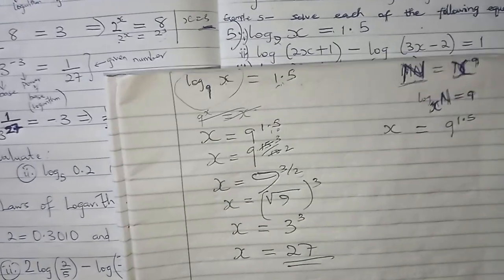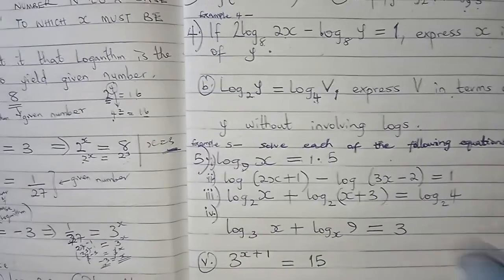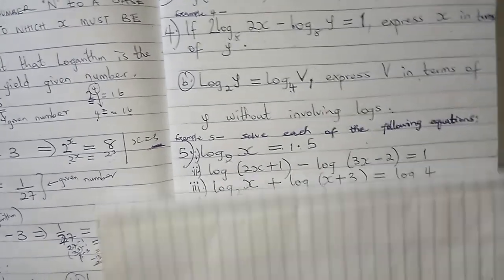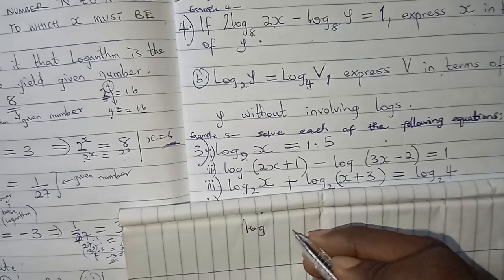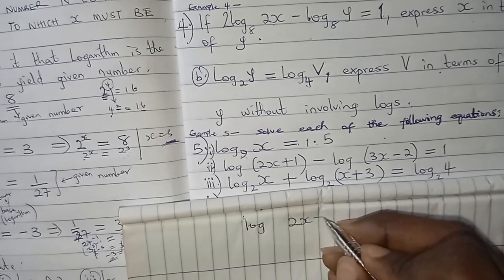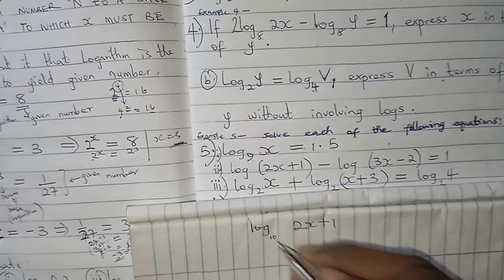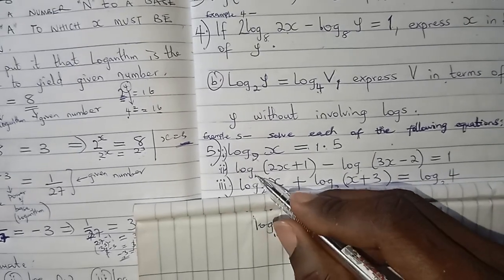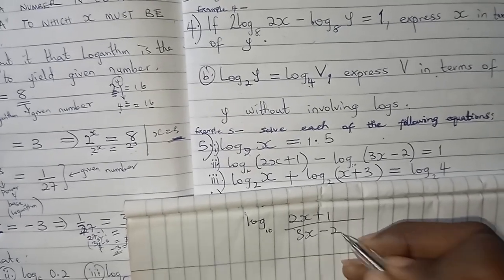So if I know that, let's see if we can solve another one. So I can simply solve this one. Log of 2x plus 1 divided by, so I can simply say that division is the same as subtraction, and since it's this way, it means that they are in base 10. So all over 3x minus 2.